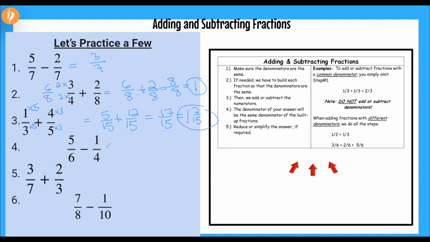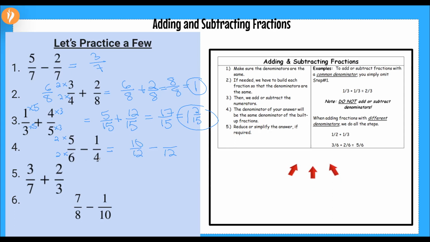All right, number 4. We want to think of our least common multiple of 6 and 4. So we could list out our multiples of 6 and 4. And we would find that 12 is the least common multiple. So we want both of our denominators to be 12. So how do we get from 6 to 12? We multiply by 2. Whatever we do to the denominator, we do to the numerator. So 5 times 2 is 10. So we've renamed 5/6 to 10/12.